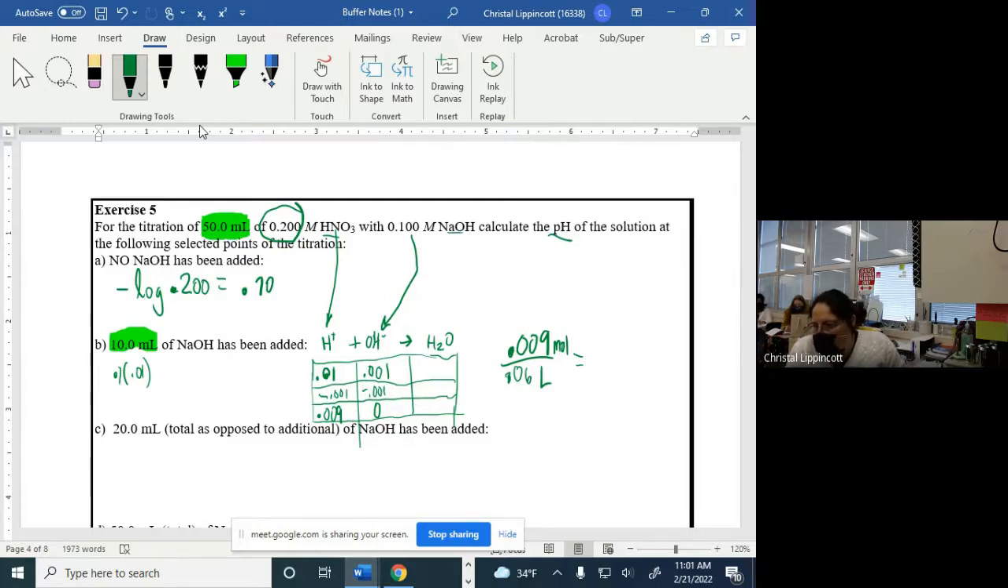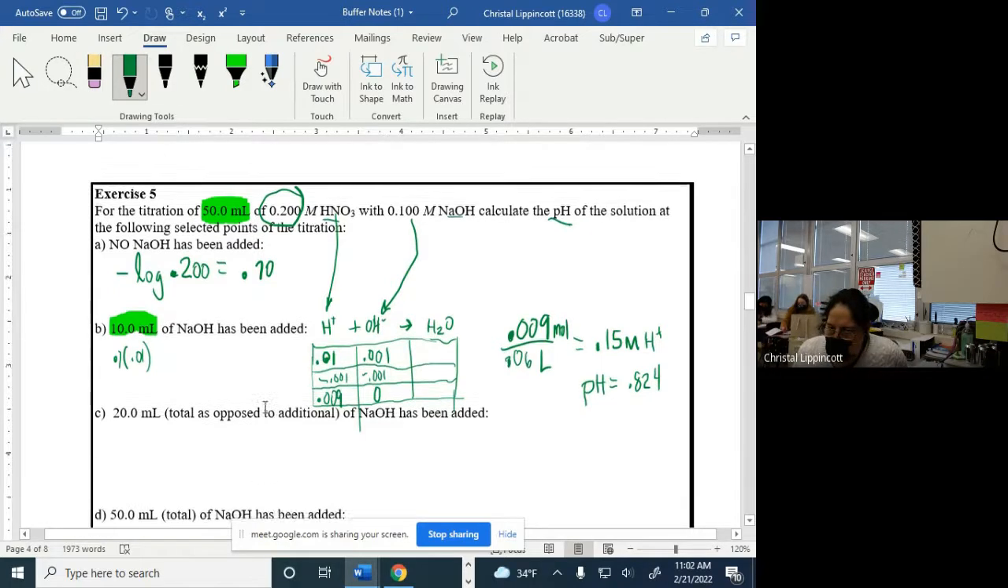All right, everybody's up with me now? I think I've fixed all my errors. So this is 0.15 molar H plus. If I take the negative log of that, that gives me my pH of 0.824. Does it make sense that we've gone from 0.7 to 0.824 when we've added base in? Yes, because base takes away acidity.